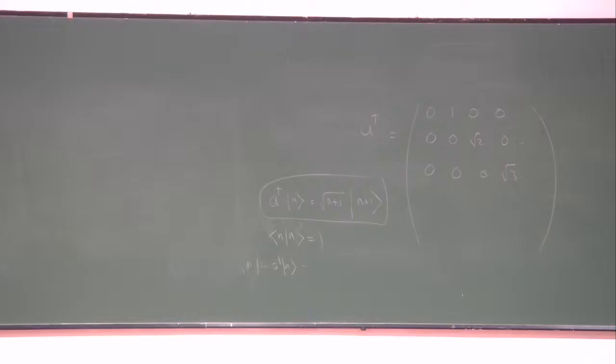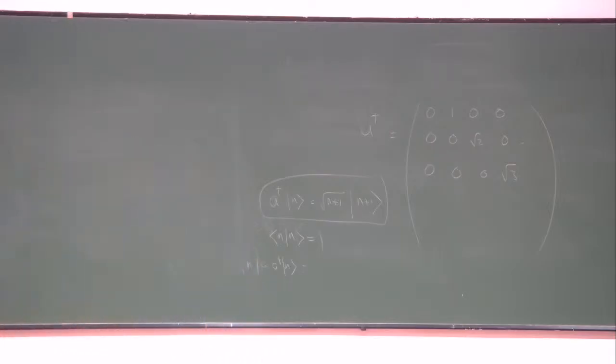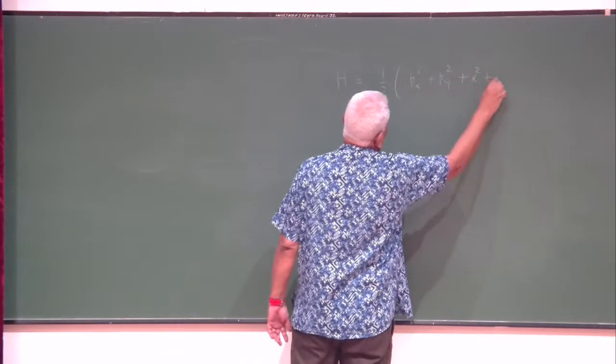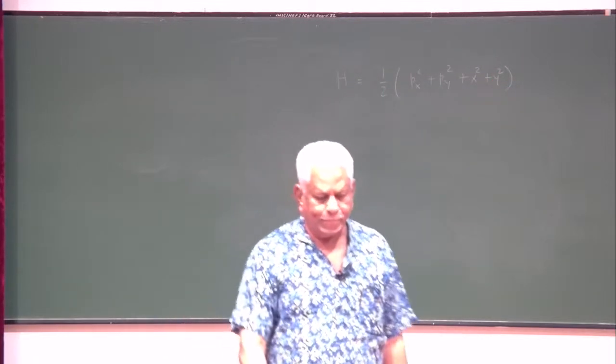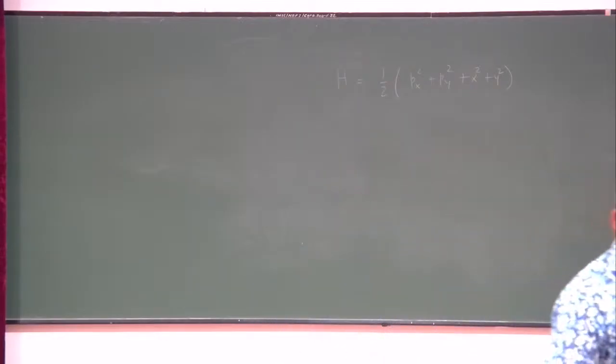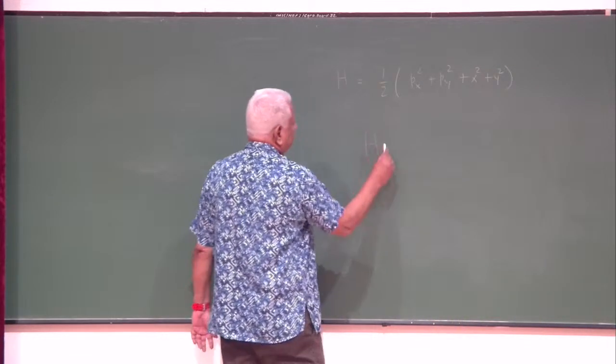Now I am going to have a new Hamiltonian in 2 dimensions. What is the new thing? It is half of px square plus py square plus x square plus y square. I will have the frequency for both the oscillators the same, which means 2 oscillators instead of 1 oscillator. As simple as that. Now can anyone tell me what the eigenstates are?